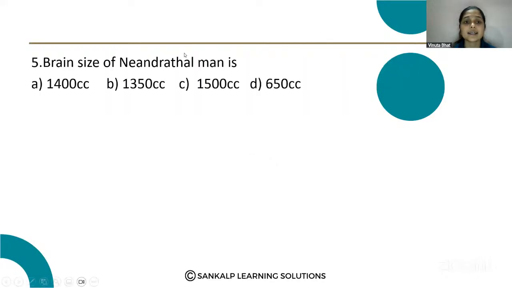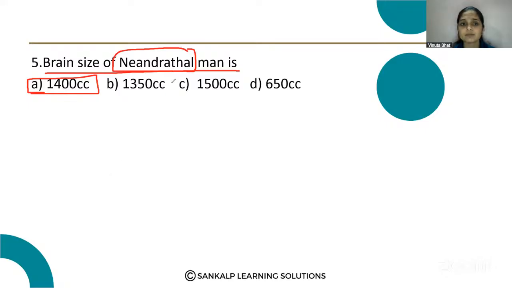The brain size of the Neanderthal man is... So this question is related to the evolution of man. The brain size of the Neanderthal man is 1400 cc cranial capacity. That is the 1400 cc.